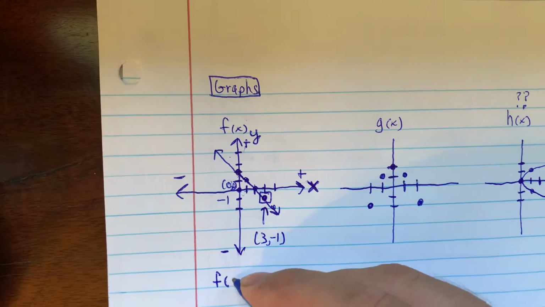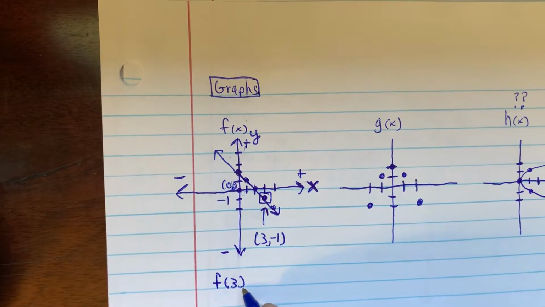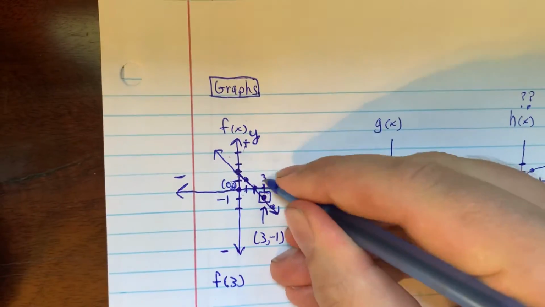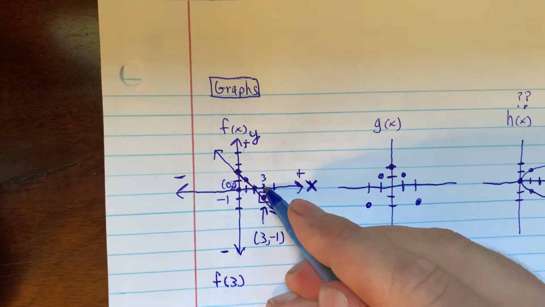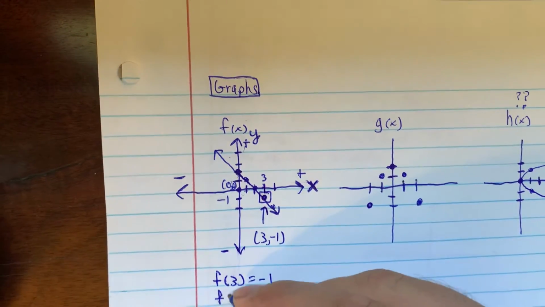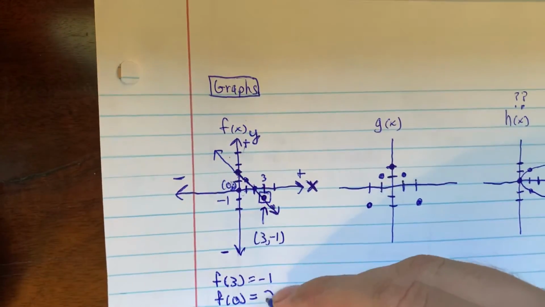We can write, first of all, how do we read this out loud? This is f of 3. And the way it's asking is when the input is 3, what is the output? And so when the input is 3, the output is negative 1. I want you to answer on your own, what is f of 0? f of 0 is 2.